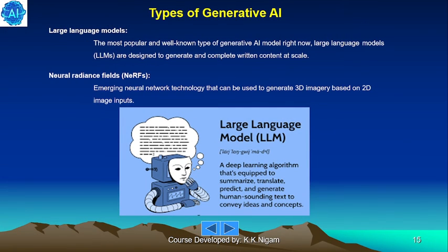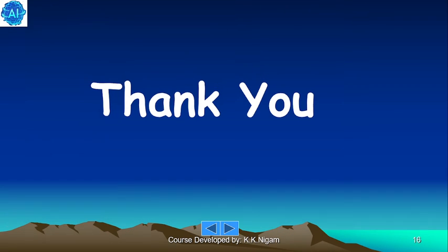Large language models are the most popular and well-known types of generative AI model right now. Large language models, LLMs, are designed to generate and complete written content at scale. Neural radiance fields, that is NeRF, are an emerging neural network technology that can be used to generate 3D imagery based on 2D image inputs. Thank you.